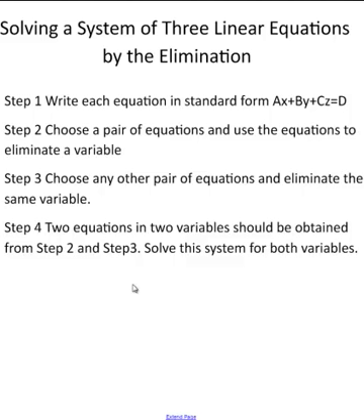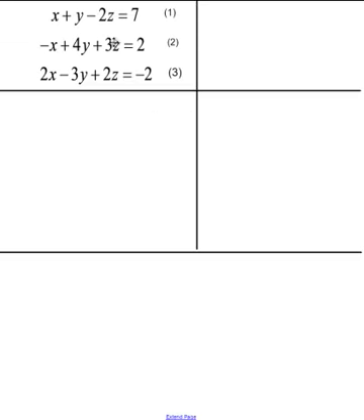When we work out together a certain system of linear equations, you're going to feel much better about this. So right now, please stop and copy this down. Now, let's solve this system. We have three equations and three variables.